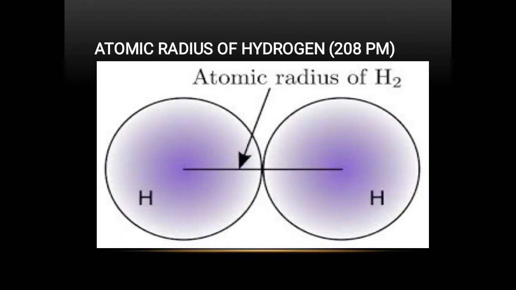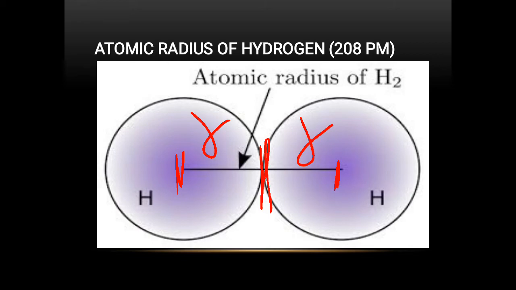So let us apply the concept to the hydrogen molecule. You see in this picture two hydrogen atoms are bonded and we can measure the distance between their nuclei. Now, when identical atoms are bonded, the distance between their nuclei is divided by two to get the radius of each hydrogen atom, and that is 208 picometer.